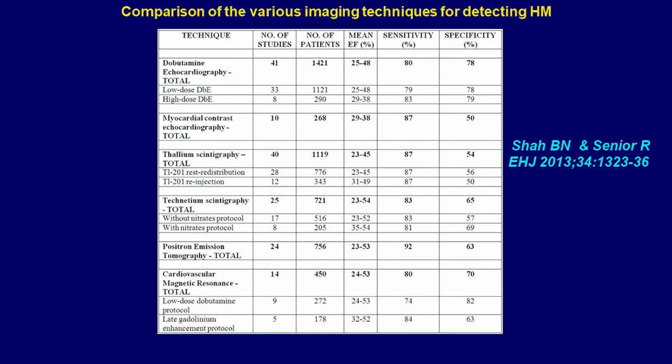viability, and this is a meta-analysis that we did. And you can see here that with myocardial contrast echocardiography, the sensitivity can be as high as 87% compared to dobutamine, but the specificity is low. But if you combine the two, the way we do it is, if we find that the wall is non-responsive with dobutamine and the wall is thick, not scarred and thinned out, then we look at perfusion to be sure that we are not missing myocardial viability.